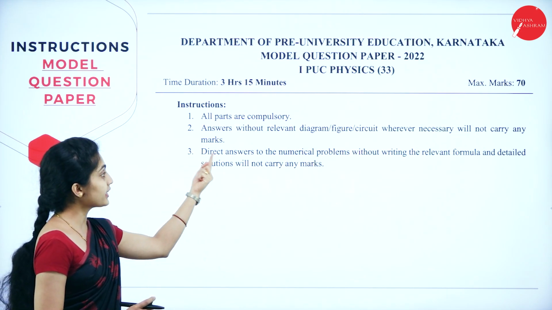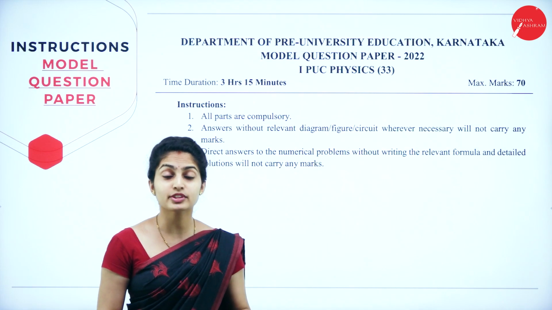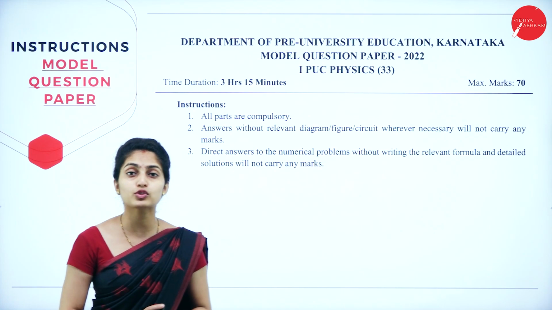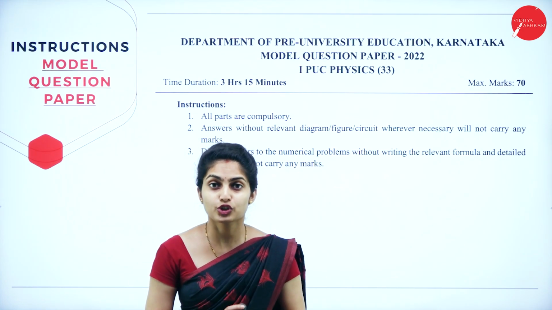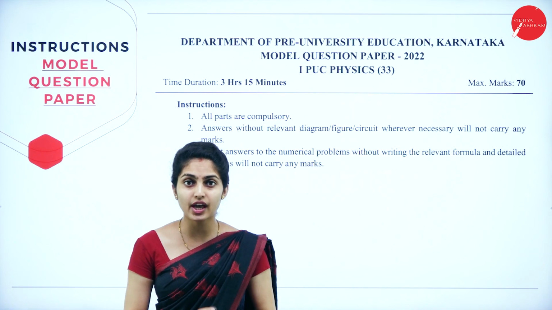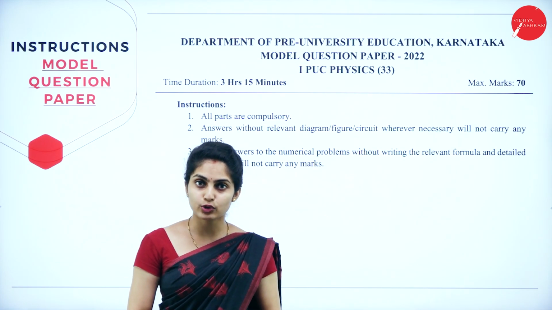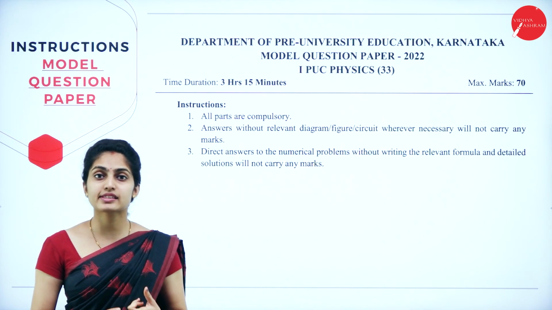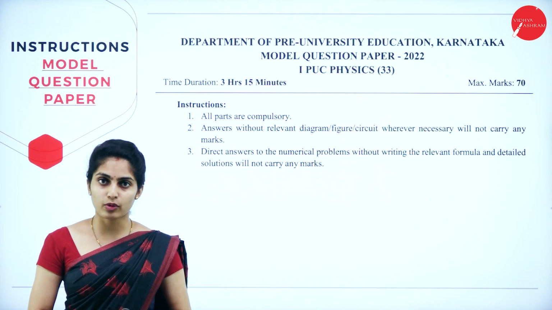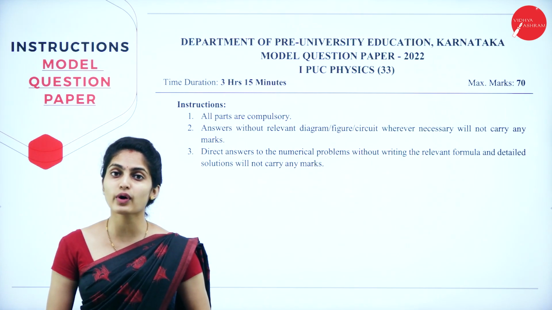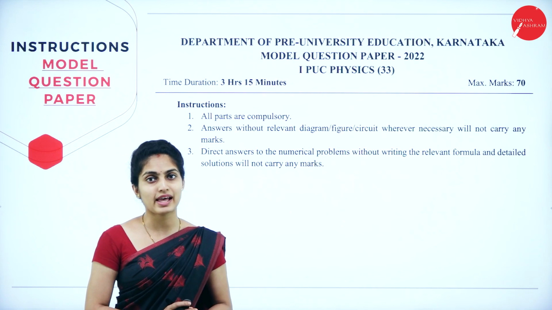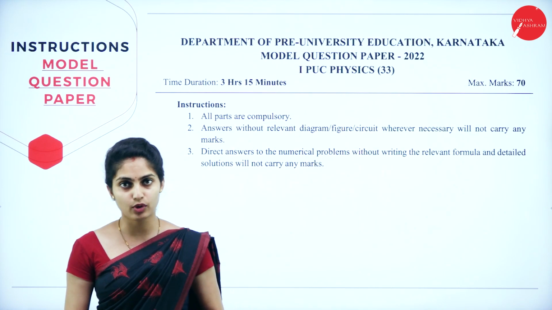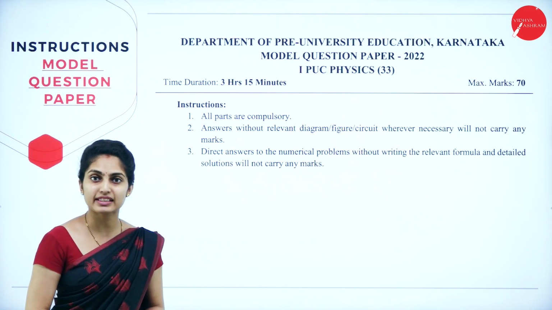Third, direct answers to the numerical problems without writing the formula or the detailed solution also will not carry any marks. So for numericals, which come under part D and the 6th Roman number, you will have to write the set of given terms, the formula to be used, and the steps in order to solve the problems, and finally you have to end with the answer as well as the SI unit. Only then will you have the marks for numerical problems. So that is all about the basic instructions.